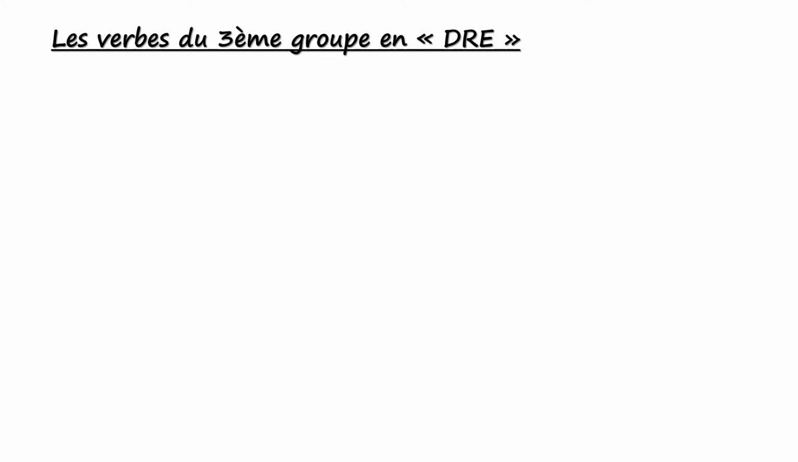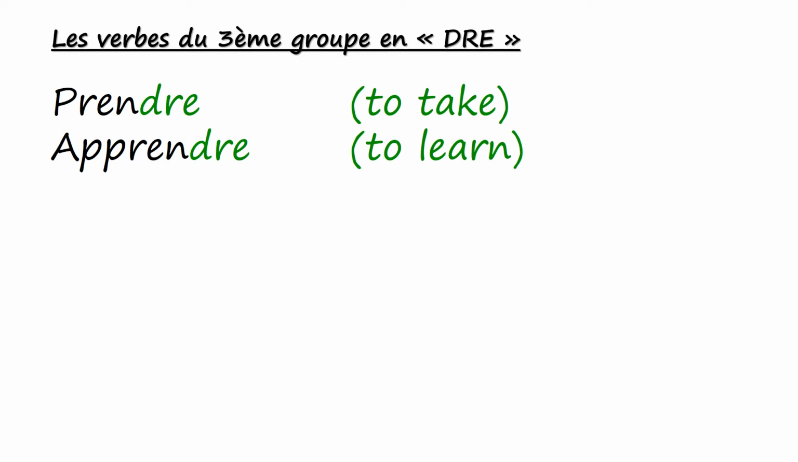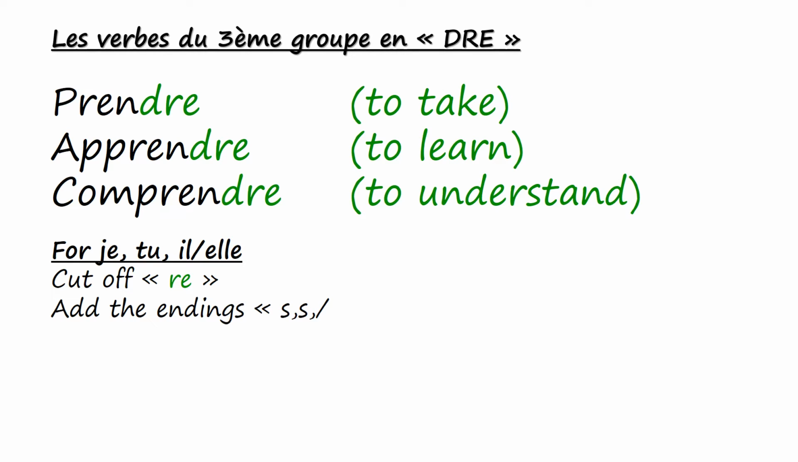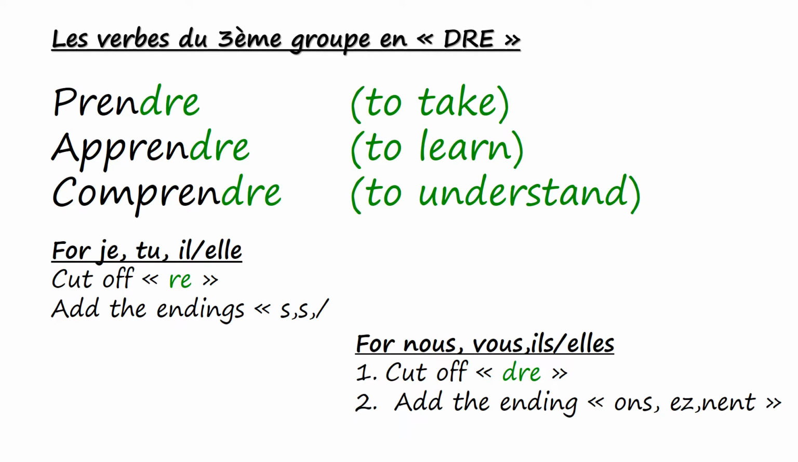Now we see a few exceptions of DRE verbs like prendre, apprendre, comprendre. How do we conjugate these verbs? For je, tu, il, elle singular, the rule is the same: we remove RE and we add these endings, S, S, and for il or elle nothing. Then for nous, vous, ils, elles plural, we remove DRE and then we add the endings ONS, EZ, NENT. Okay? So let's see how it is conjugated.